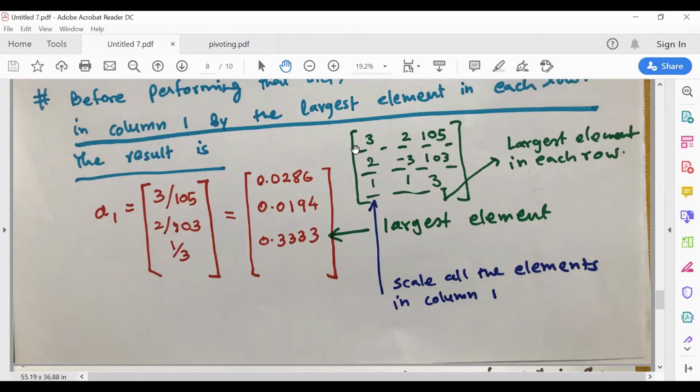Why the first row, and why not the second row and first row? Because our pivot element is the first one, A11 is the pivot element here. The first elimination step will happen only with the first row, and that's why we are going to interchange.